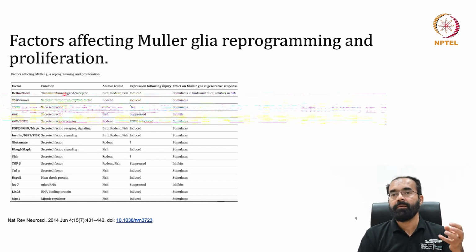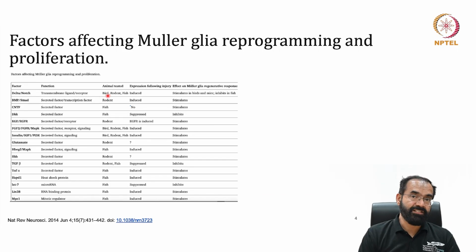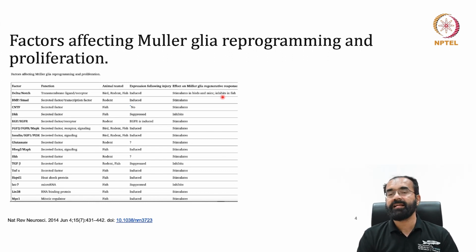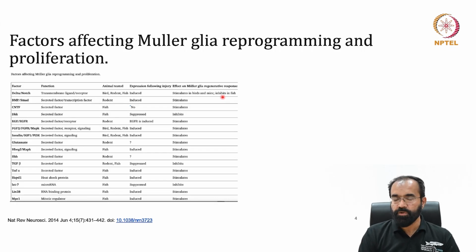Both of them are present on the membrane, and it has been tested in animals such as bird, mice, or rodent, fish, and all these species tried for retinal regeneration. They are induced soon after injury, and the effect can be quite unique in the sense it stimulates in birds and mice but inhibits in fish. See, in one signaling pathway, both are induced, and you are seeing that in one case it is activated, in another case it is repressing. So we should understand the same signaling, based on the species you are studying, is able to perform a different task.